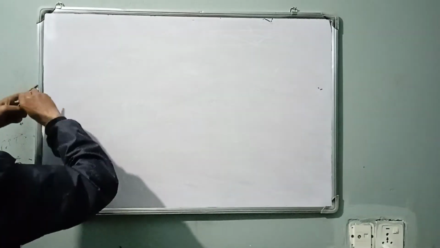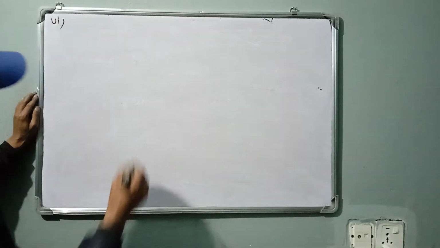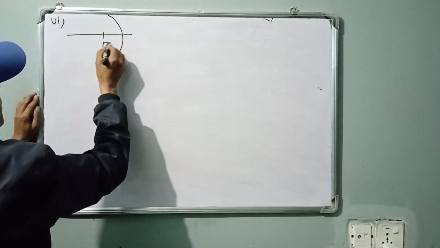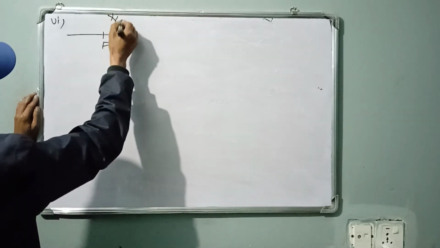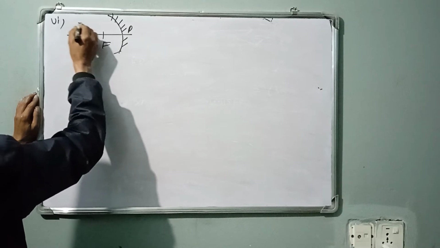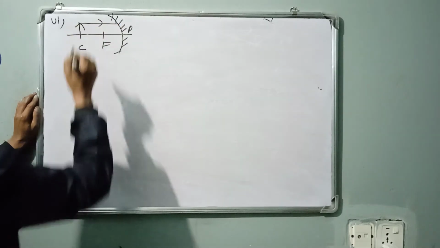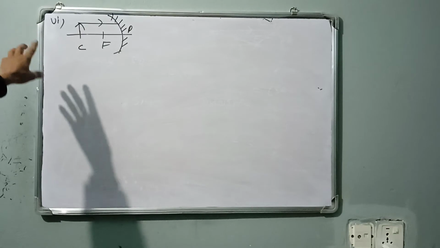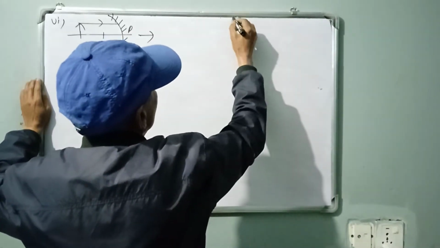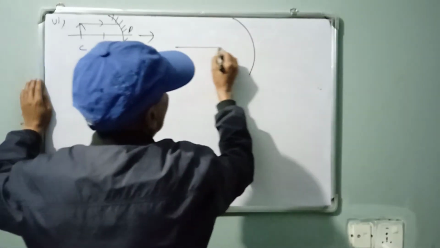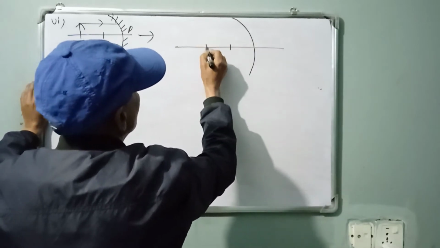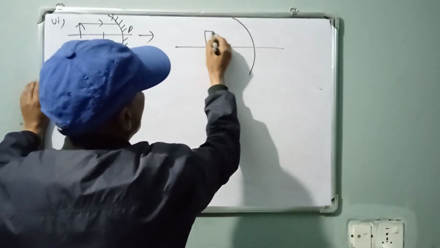Incomplete diagram. Concave mirror, polished outside, focus, center, object at the center. Where is the object? The object is at the center, or twice the focal length. Now the complete diagram is this. Focus, center, object here.